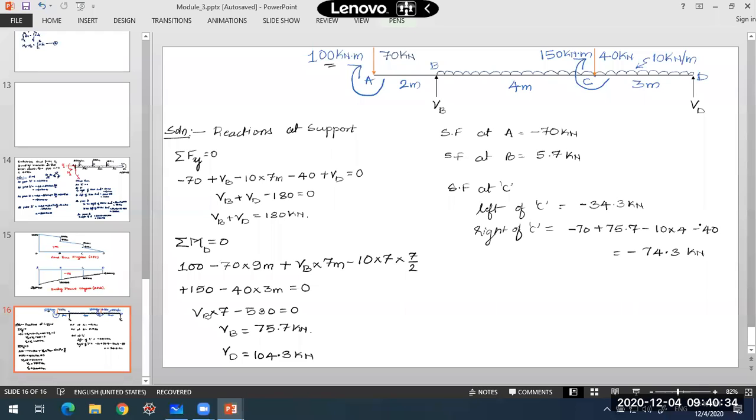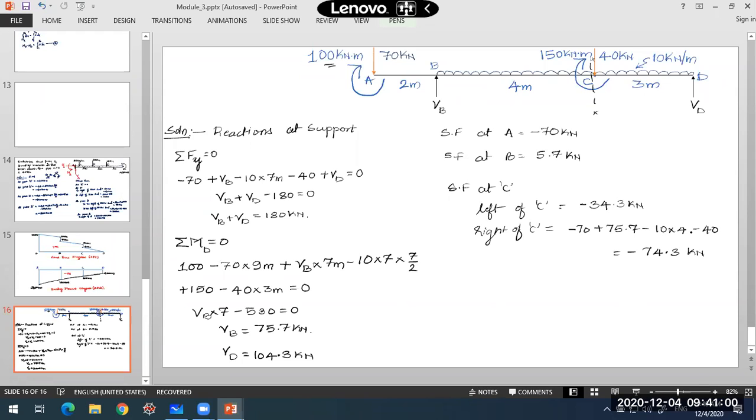Earlier, when I asked for the left of C, this 40 kilonewton was not present in my shear force calculation. My section was somewhere over here, at this point I have placed the section XX, and all the loads to the left side of the section have been taken here: minus 70 plus VB, 75.7, and due to the UDL, minus 10 into 4.